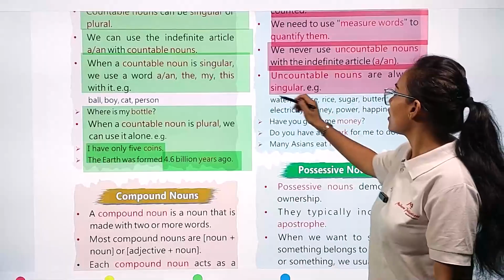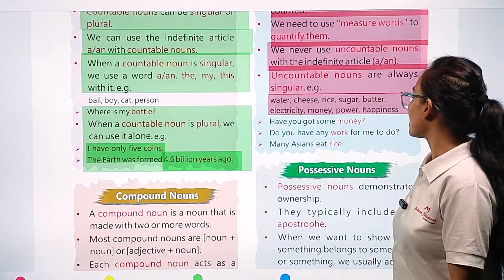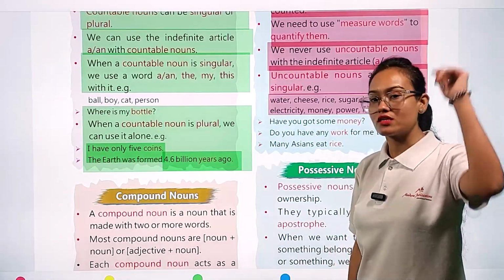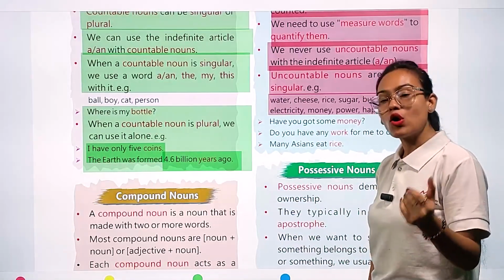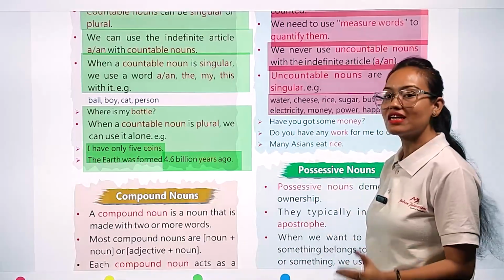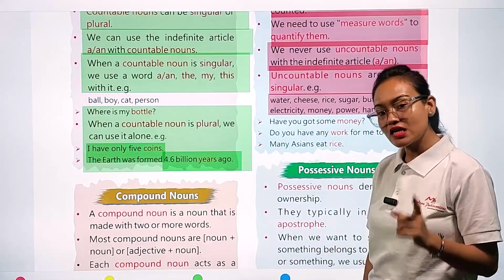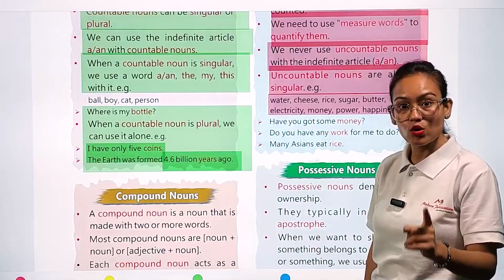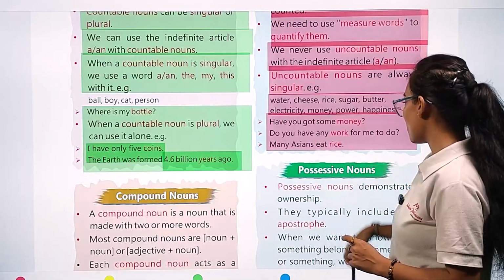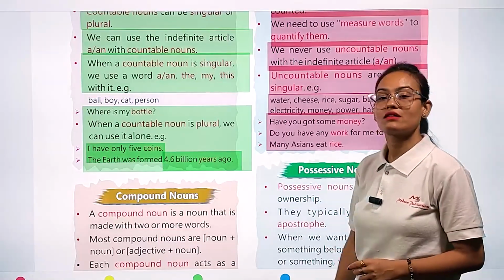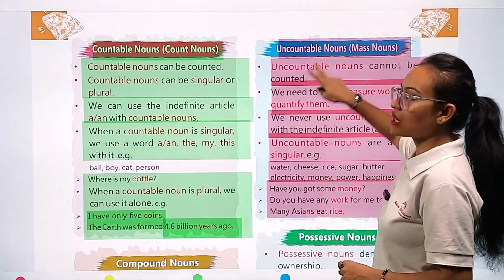Example, you can see: water, cheese, rice, sugar, butter, electricity, money, power, happiness. We never say waters, rices, sugars. We never say like this. We always say water, cheese, electricity, money. Why? Because they all are uncountable, and uncountable nouns are always present in their singular form. Have you got some money? Do you have any work for me to do? Many Asians eat rice. So this is all about our uncountable nouns and countable nouns.